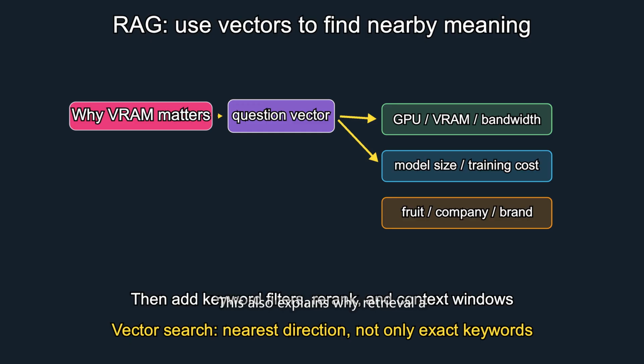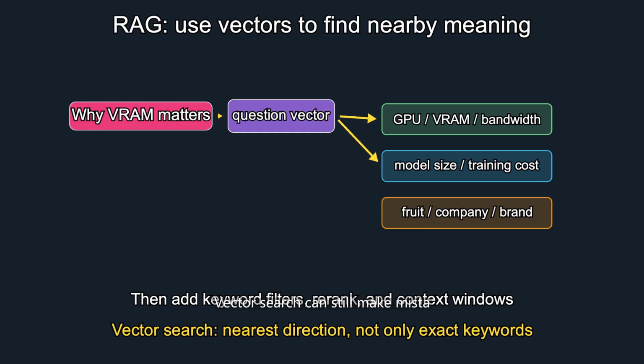This also explains why retrieval augmented generation, or RAG, uses embeddings so much. First, split documents into chunks. Then turn every chunk, and the user question, into vectors. Then search for chunks whose vectors are closest to the question. If you ask why video memory matters, the system does not start with exact word matching alone. It places the question into vector space and looks for nearby chunks. Chunks about GPUs, model parameters, bandwidth, and training cost should rise to the top. That is why a vector database can feel like a search engine that searches for nearby meaning.